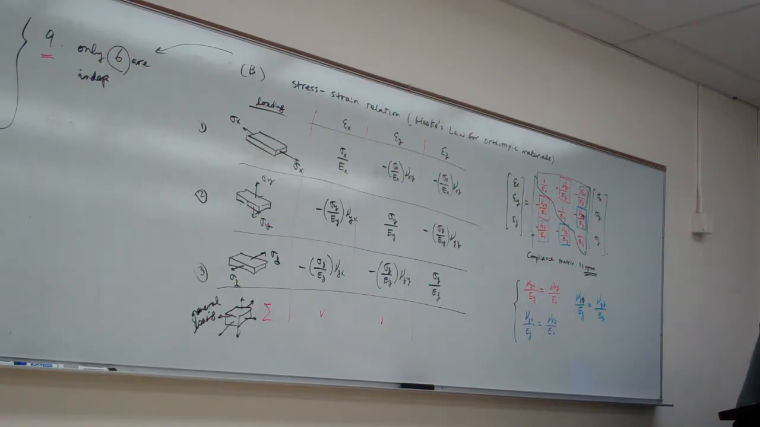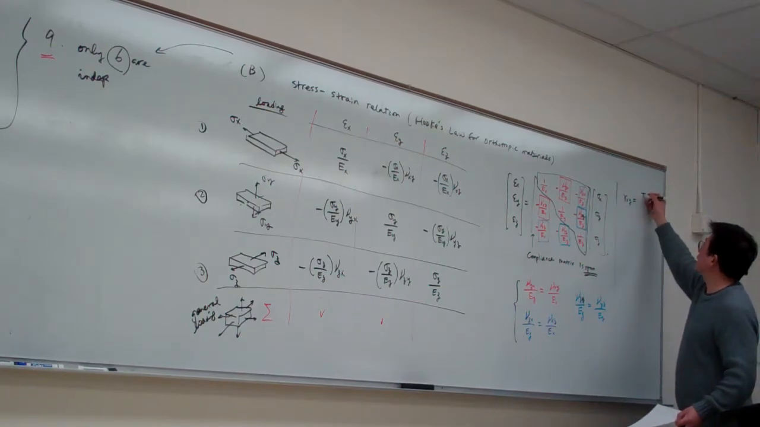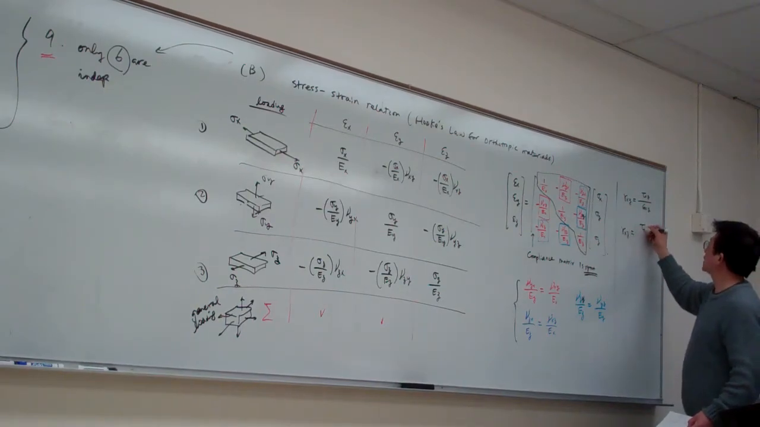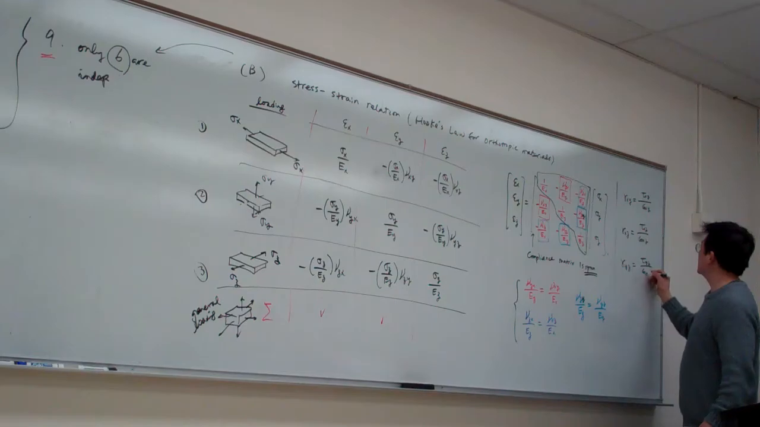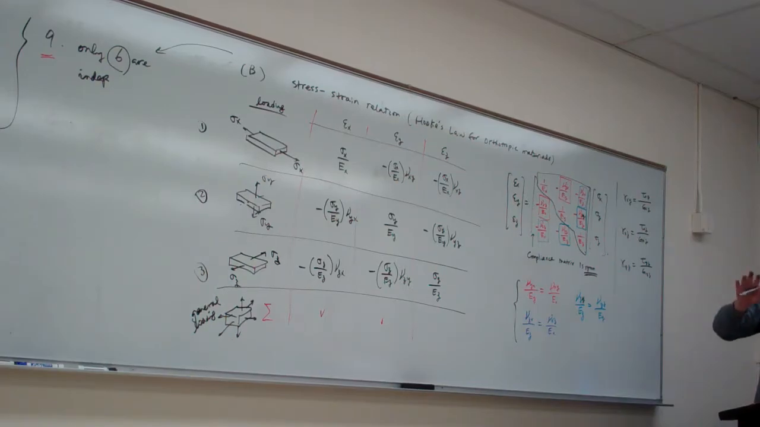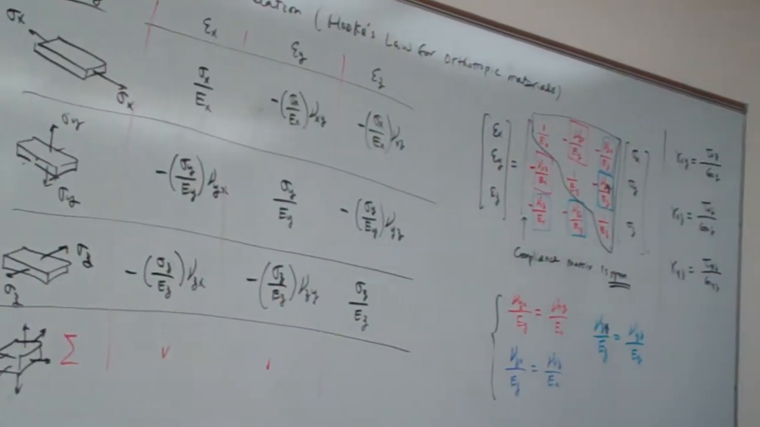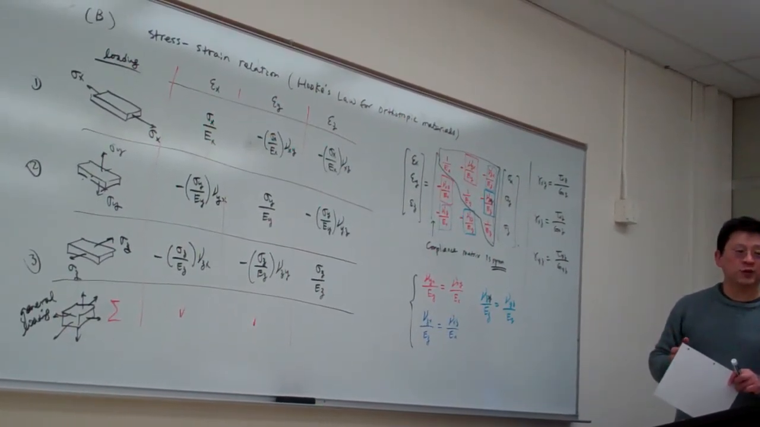For shear strain, basically gamma xy equals tau xy divided by Gxy, gamma xz equals tau xz over Gxz, and gamma yz equals tau yz over Gyz. The action on the shearing is disengaged from the normal loading. That is a very good property. When you do the testing on the shearing, you don't need to worry about any induced normal stress or normal strain.